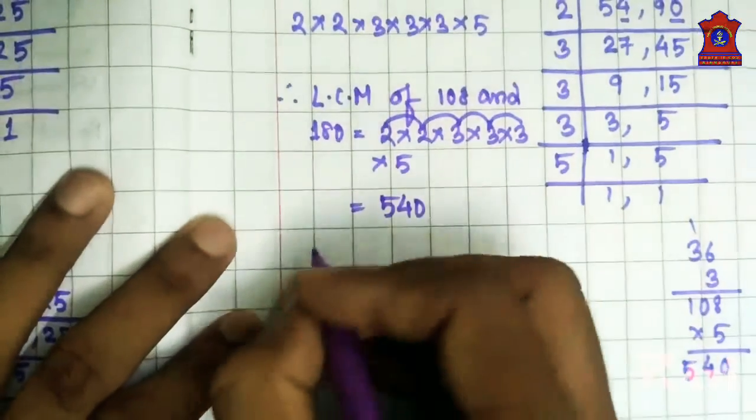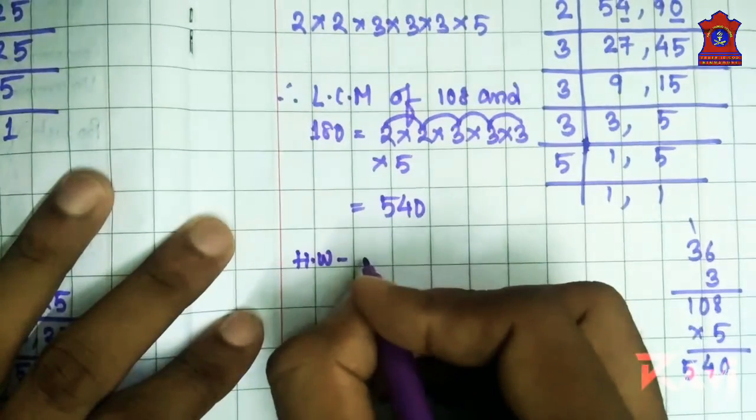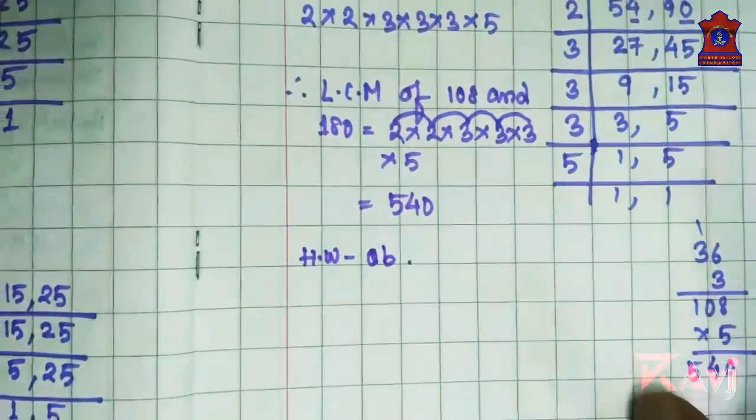Okay. Now here you have to write question number B by yourself. You have to solve question number B by yourself.